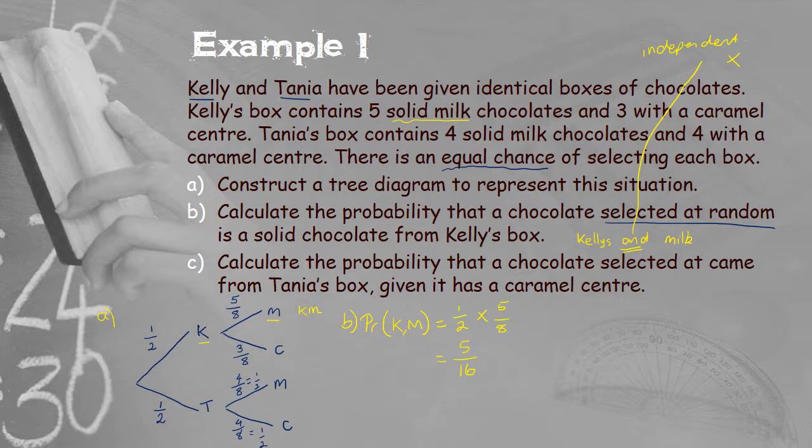Another way to think about this is when I follow along branches like this of a tree diagram, I multiply every time I move along branches because I want both of these things to occur. They're independent events.